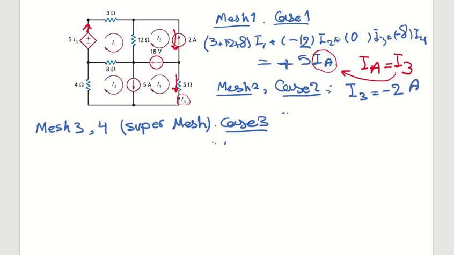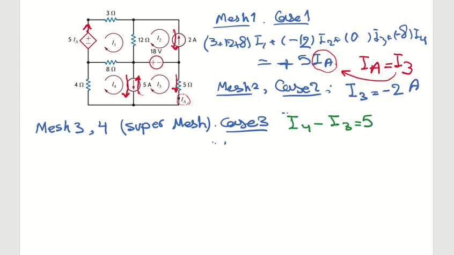So I have to write two equations for the super mesh. The first equation is the relationship between I3 and I4 related to the current source. The current source is between two meshes, so both currents I4 and I3 are going through this current source. If you check the direction, I4 is in the same direction as the current source and I3 is in the different direction. So the equation for the super mesh is I4 minus I3 equals 5.